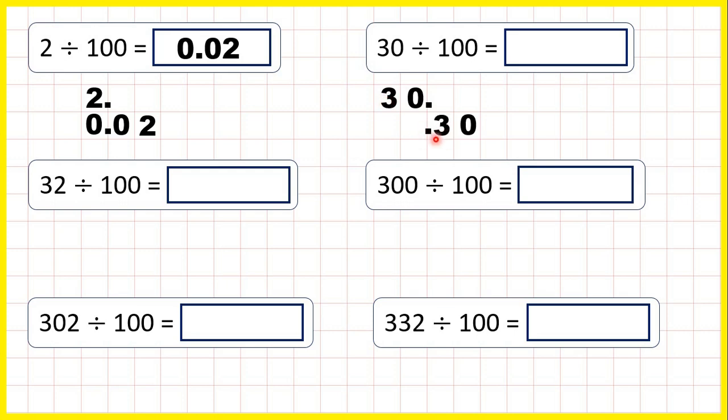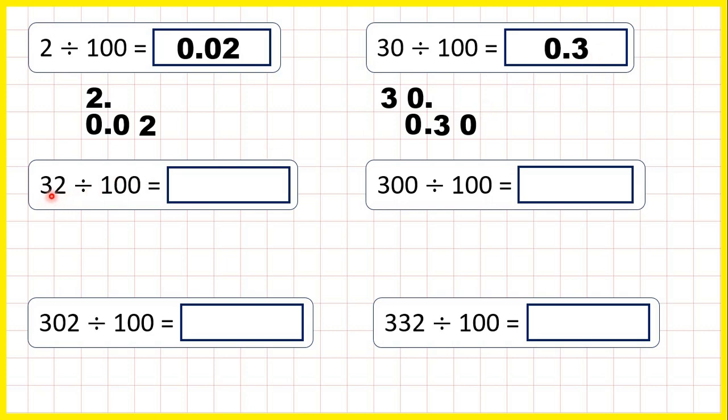Now we have 0.30. We can't have an empty ones column, so we need to write 0 in our ones before the decimal point. But we also have this 0 on the end of our decimal in our hundredths column. But we know that we can ignore zeros on the end of a decimal. Our answer is just 0.3, because all this 0 tells us is that we don't have any hundredths, but 0.3 tells us that as well.